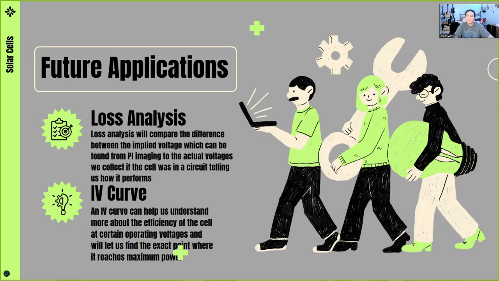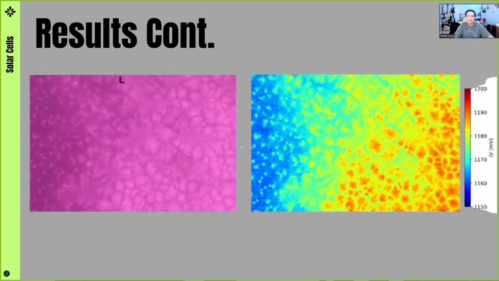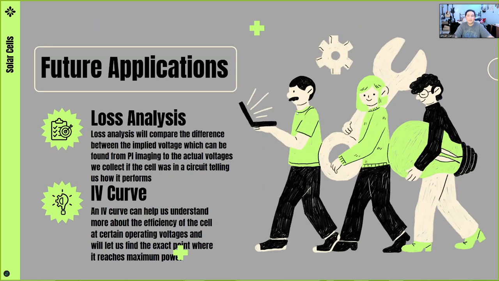So for some future applications, there's a loss analysis and the IV curve. A loss analysis will compare the difference between the implied voltage, which can be found from PL imaging, to the actual voltages we collect if the cell was in a circuit, telling us how it performs. To do this, we would first start at the first step here, which is where we're going to continue off if we continue researching. We got our implied voltages, which is our theoretical voltage, what we think would happen, and then we will actually put a real load on the solar cell and connect it to some sort of load and observe how much voltage is coming out.